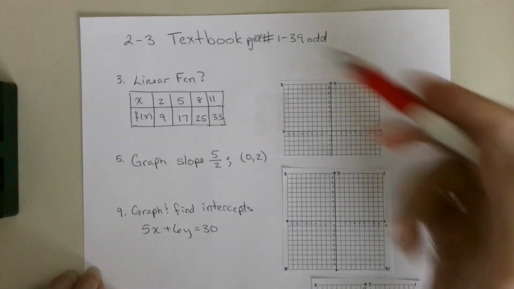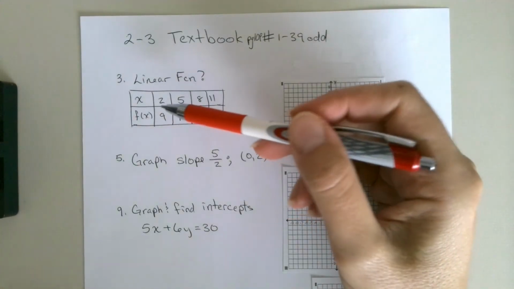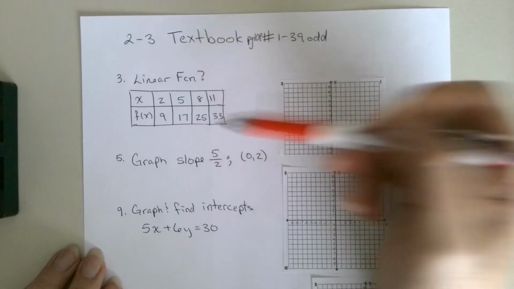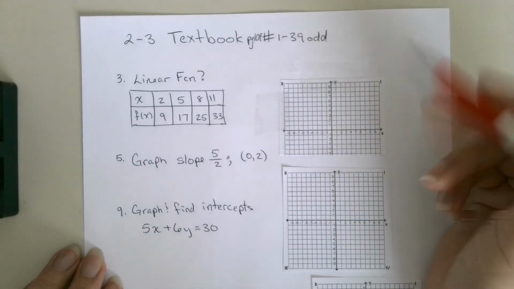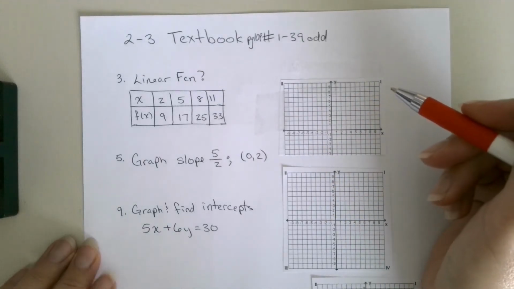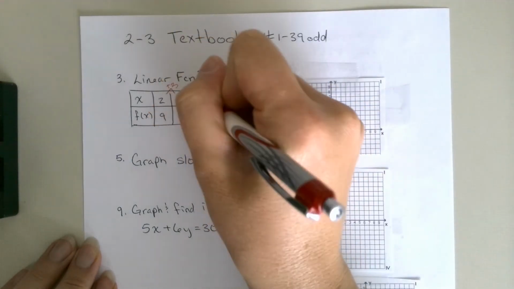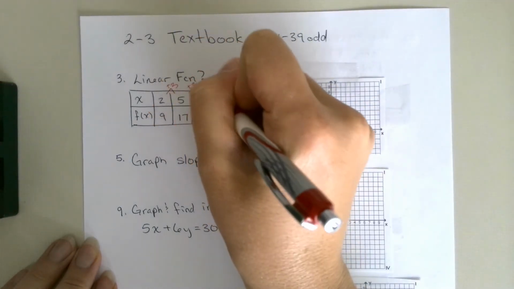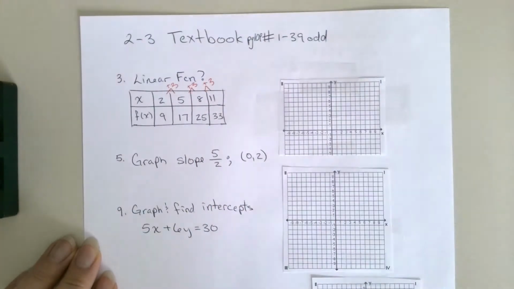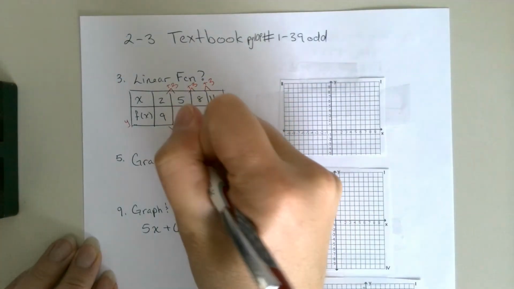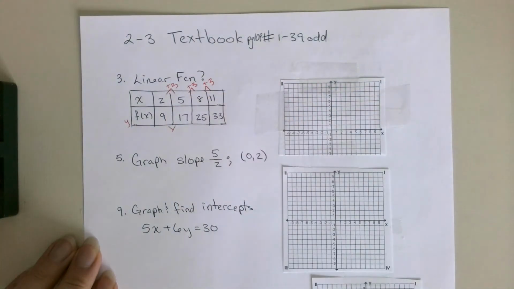When you're really looking at table values, you're looking at four ordered pairs here: (2, 9), (5, 17), (8, 25), and (11, 33). One of the quick ways to check if it's a linear function is to look for that constant ratio. So I'm going to look and see that I have an increase of 3 each time for the x value. And then for the y value, same as f of x, we see that we have an increase.